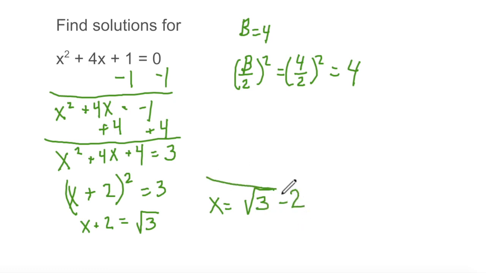So that's our answer. X equals root 3 minus 2. And again, there's only one answer. So that's how we complete the square. If a is 1, you'll see in both of these two problems we solved so far, there's just x squared with no a there, so a is 1.